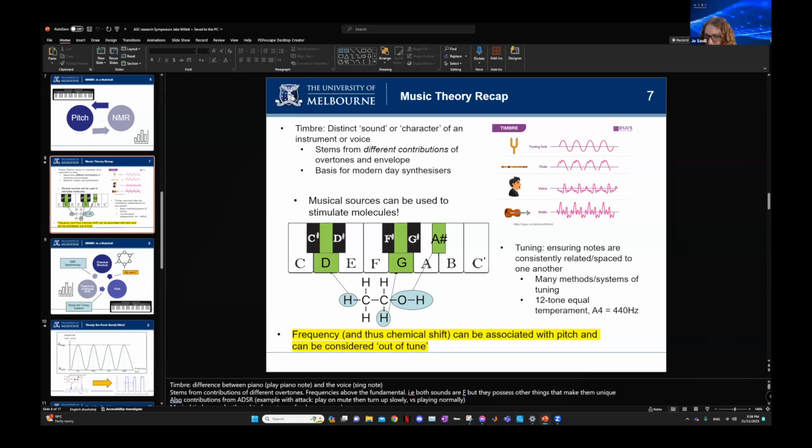Fantastic. Darren has said that this is so interesting. Please tell me this means that I can figure out which chords will resonate best with serotonin as opposed to adrenaline. That is a really good idea.